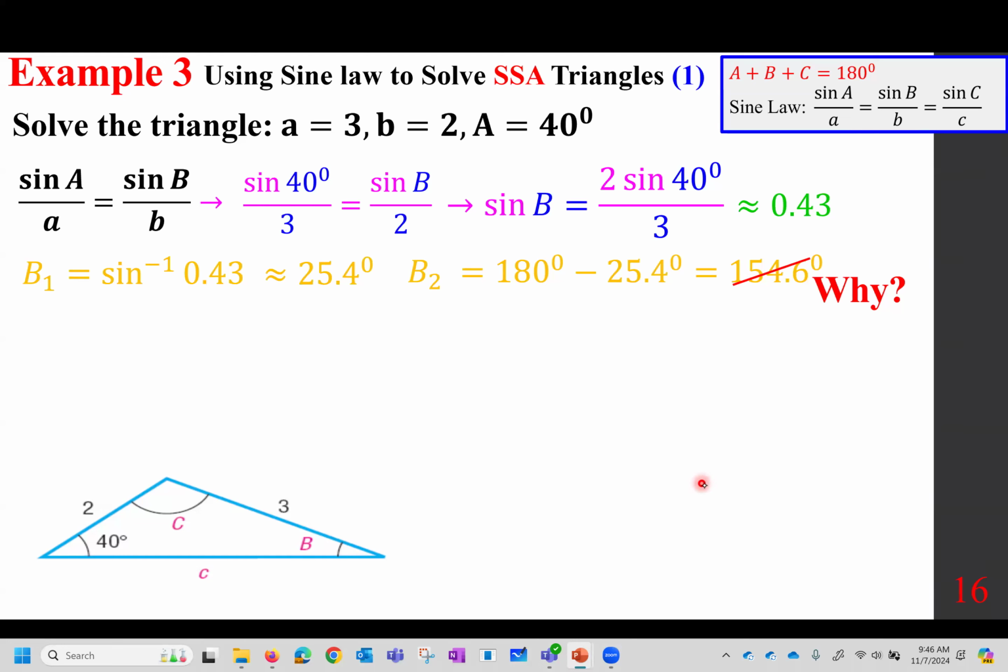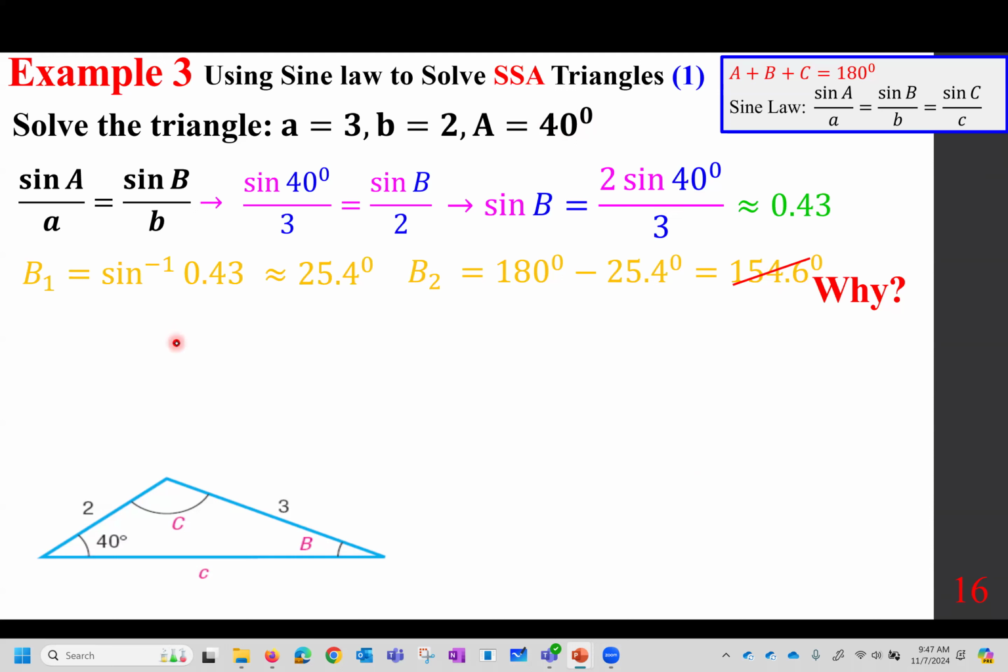However, if this plus this is less than 180, that gives you the second triangle. Is everybody with me? So right here, when you find the second one, immediately add these two. If it's less than 180, you have the second one. If it's larger than 180, you have only one.